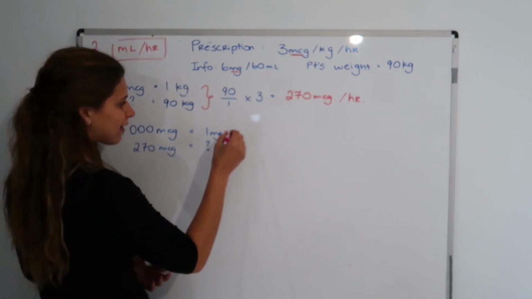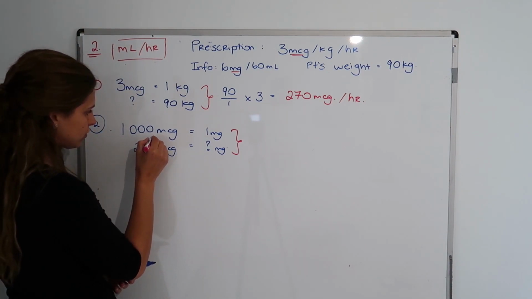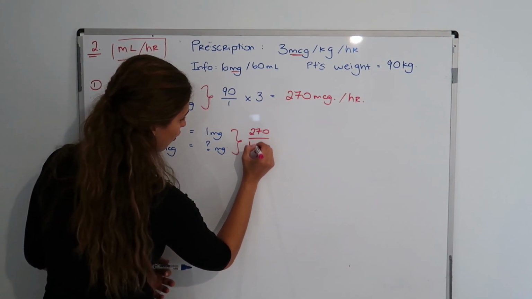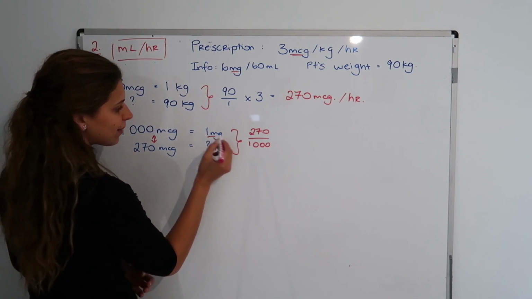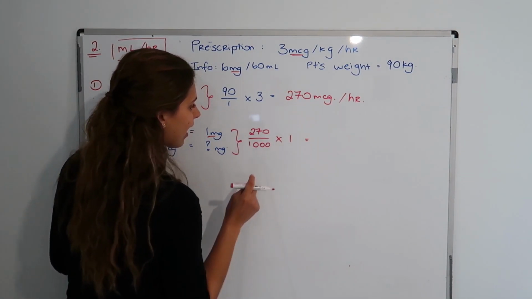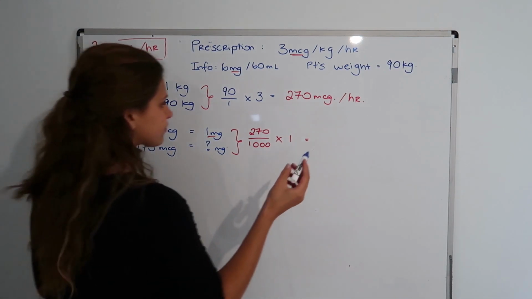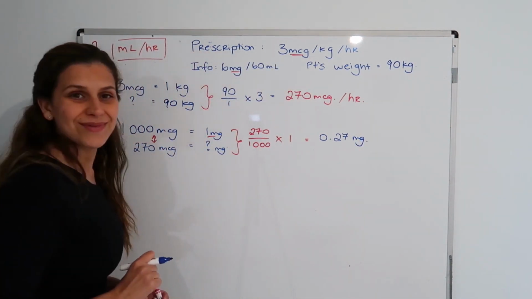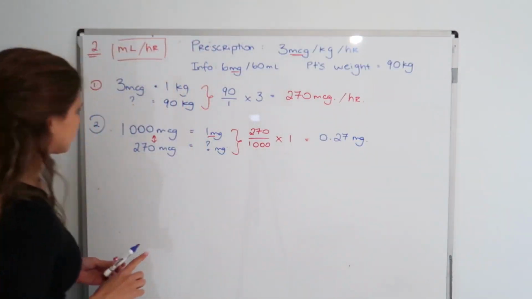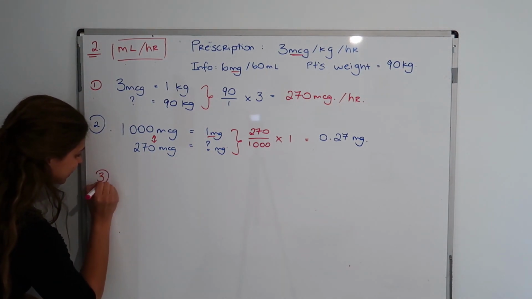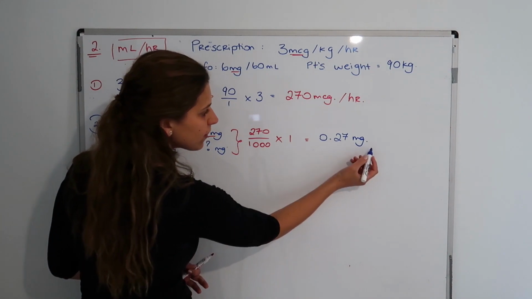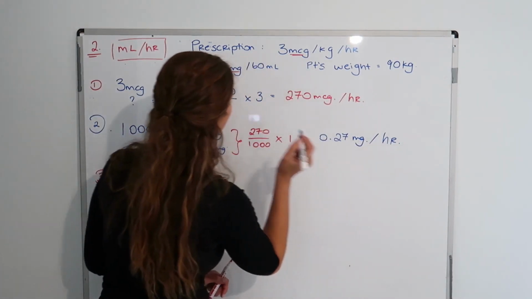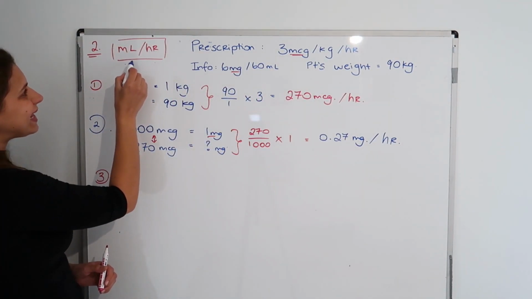And again, switch and multiply. So, switch these two, and you will get 270 all over 1000, multiply by the single value, good, and if you work this, you should get 0.27 milligrams, okay? So that is step number 2. Step number 3, the final step. So now we know that we will give our patient 0.27 milligrams per hour. But our question is asking for milliliters per hour.